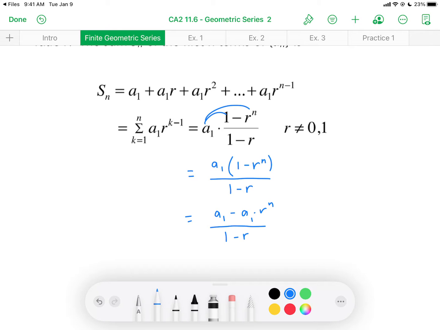Okay, so ultimately, to use any version of this formula, you need to know the first term of the sequence, you need to know the common ratio R, and you need to know how many terms you are adding up, right? That's what n represents here. Okay, n is number of terms being added together.